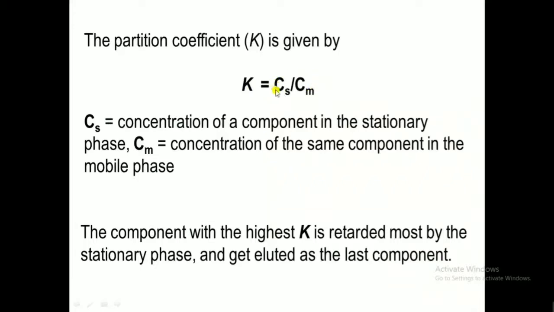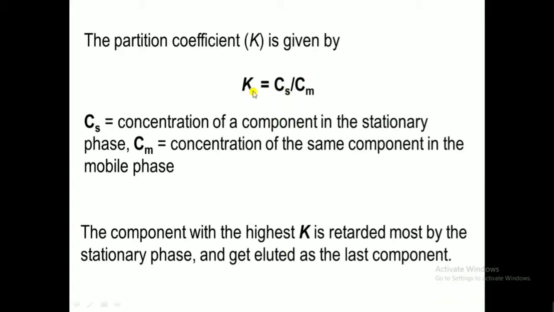Okay. So what is numerator? Numerator is the concentration of your component in the stationary phase. So that means a higher K value means your component prefers to stay in the stationary phase most of the time rather than in the mobile phase. So that means your component will be retarded most.